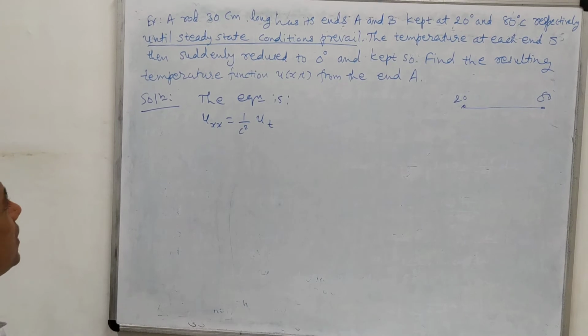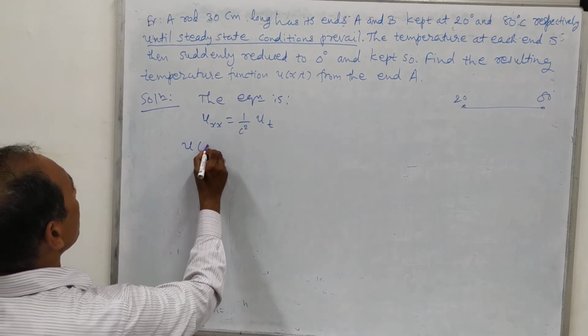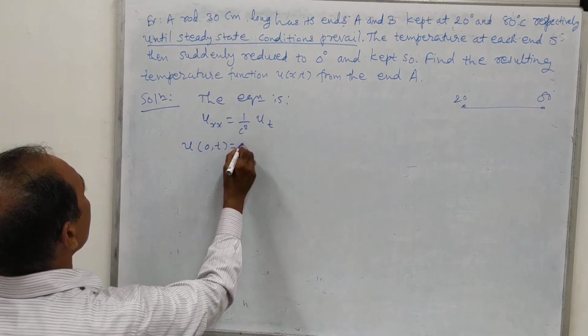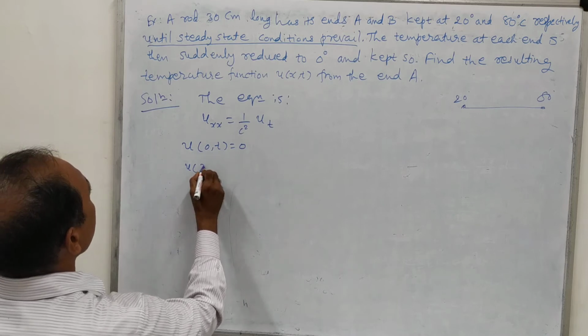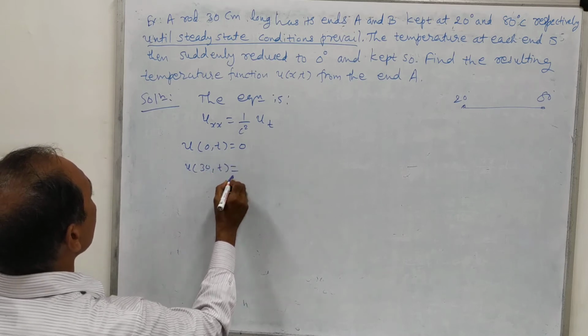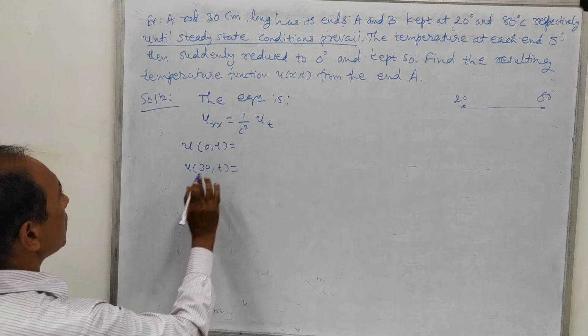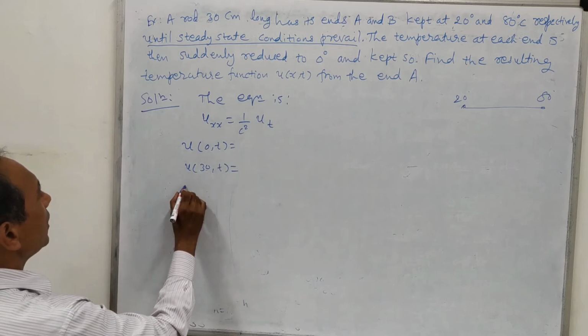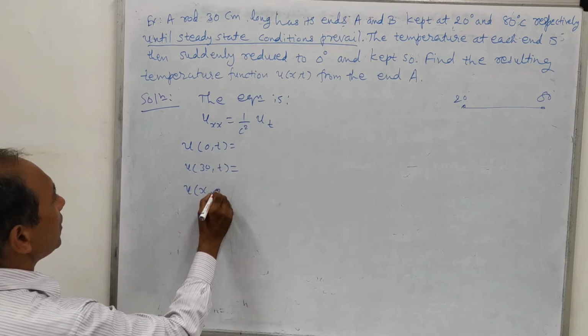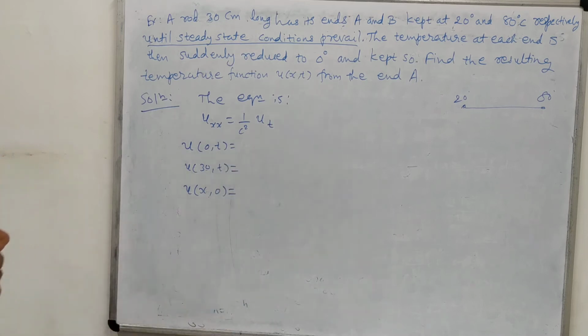The first condition is u(0, t) equal to u(L, t). L is 30, so u(30, t) equal to not 0. We are not given 0, so we cannot write it directly now. I want to explain something about these three values.